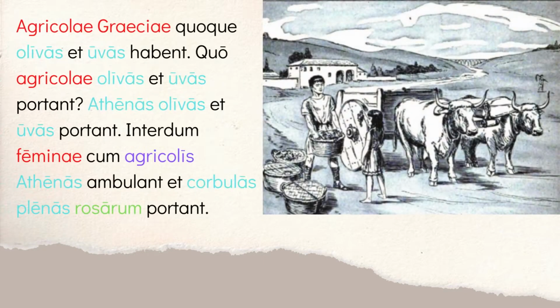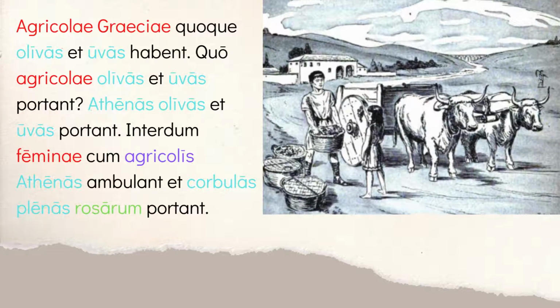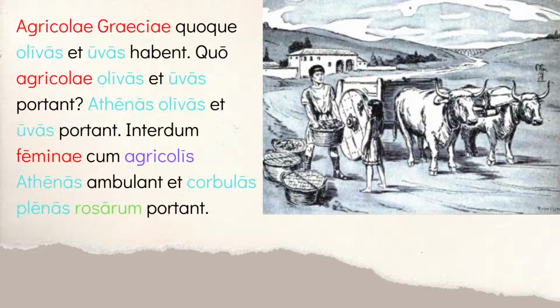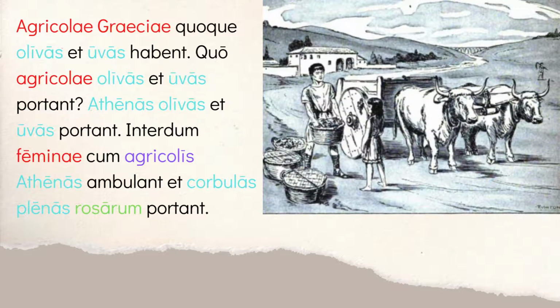So now we come to the last paragraph. And you have Agricolae Graeciae quoque olivas et uvas habent. So Greek farmers, we kind of switched gears here, and we're talking about basically different farmers, right, in a different place. So you're saying Greek farmers, quoque, also habent, have. What do they also have? Olivas, olives, et uvas, and grapes, right, just like the Roman ones do.